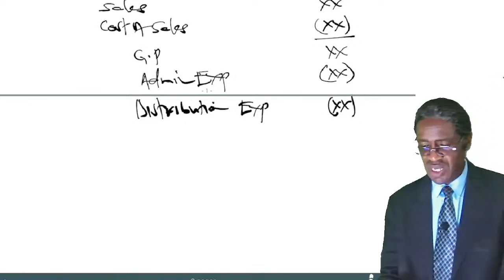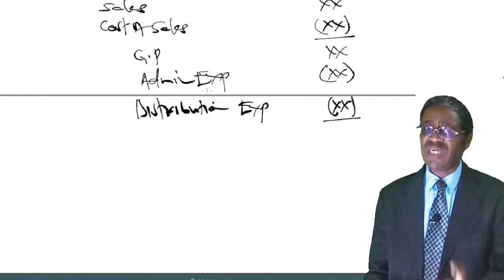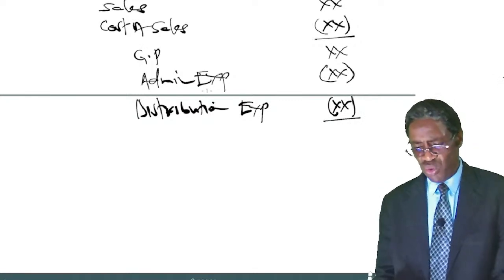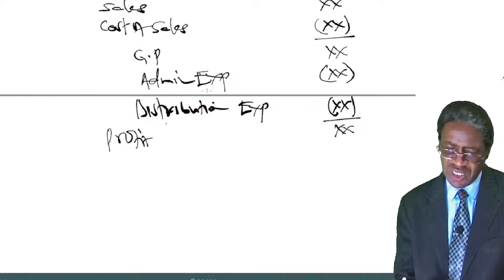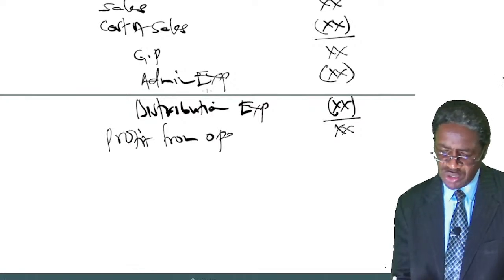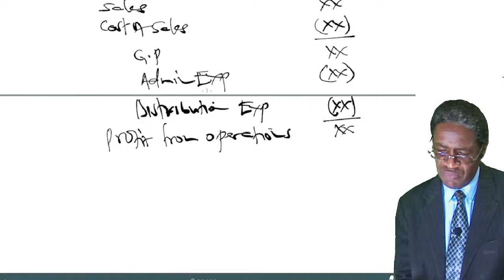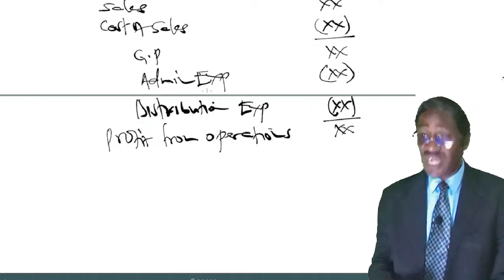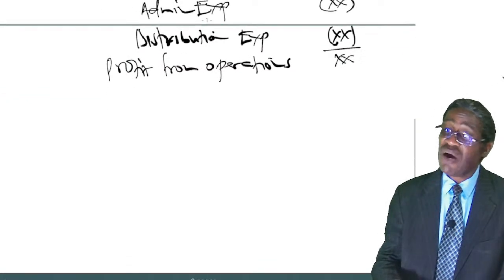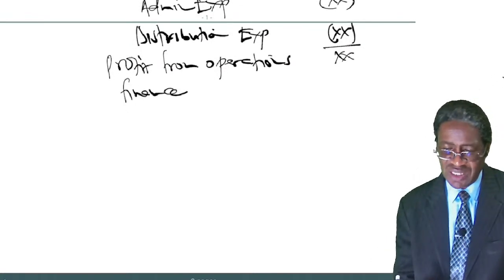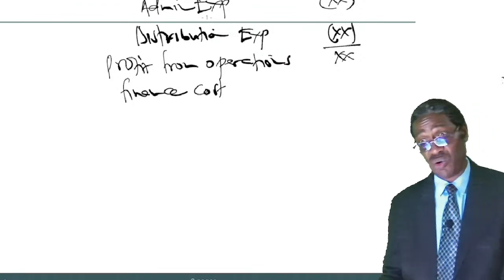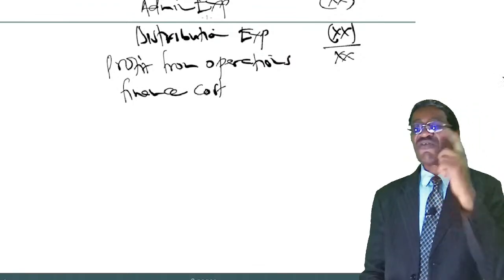whatever it is. Now listen, once you minus those two, you normally get what we call profit from operations. Then from there, you come and now charge what we used to call, we are revising, finance cost.